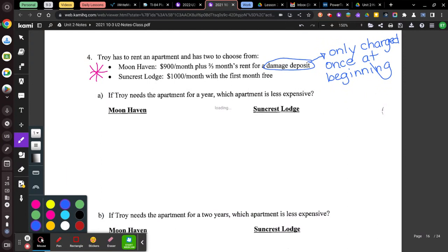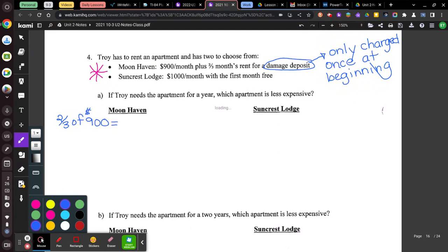Okay, so damage deposit only subtracts from 1 month. That's it, from your very first month. It doesn't come off every month, and that's where people make mistakes. So first of all, we need to find 2/3 of 900.